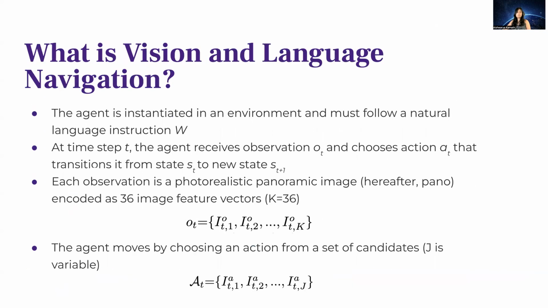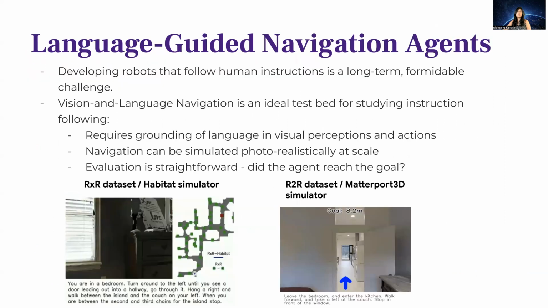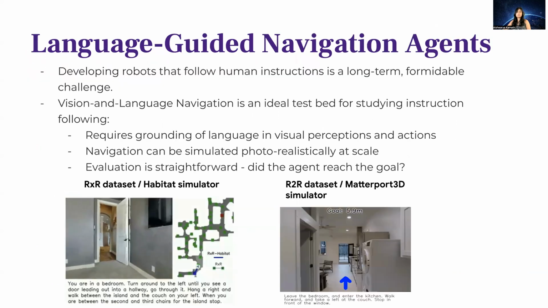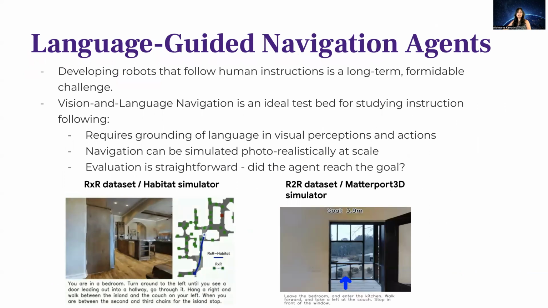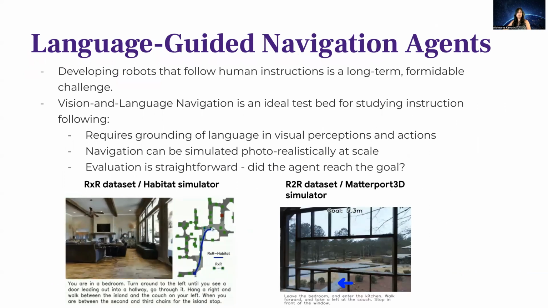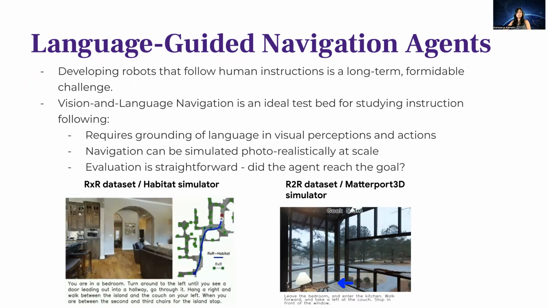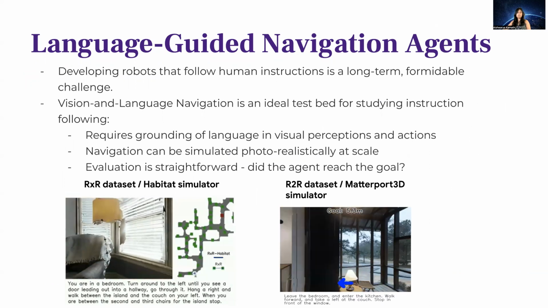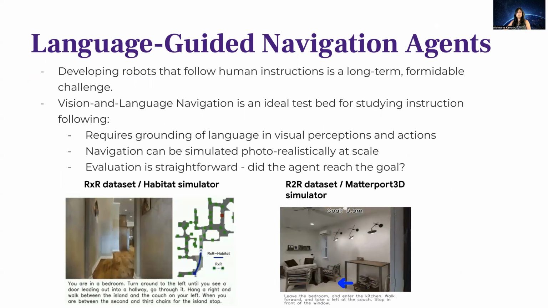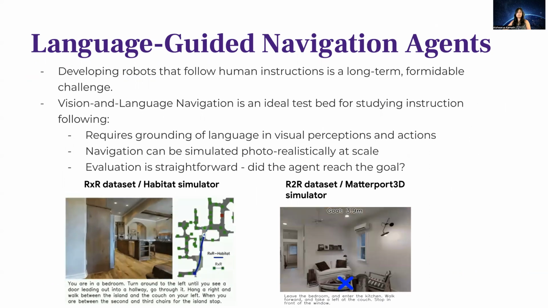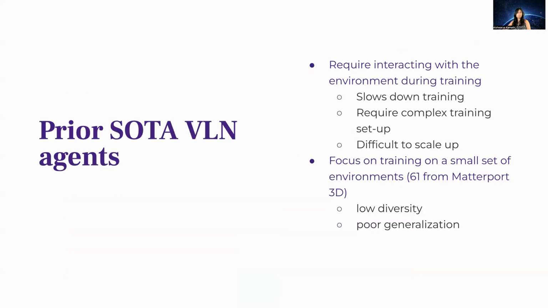What is vision and language navigation? The agent is instantiated in an environment and must follow a natural language instruction W to reach its goal. Developing robots that follow human instructions is a long-term formidable challenge. Vision and language navigation is an ideal testbed for studying instruction following. It requires grounding of language in visual perceptions and actions. Navigation can be simulated photorealistically at scale, and evaluation is straightforward. We simply need to check whether the agent has reached its goal.